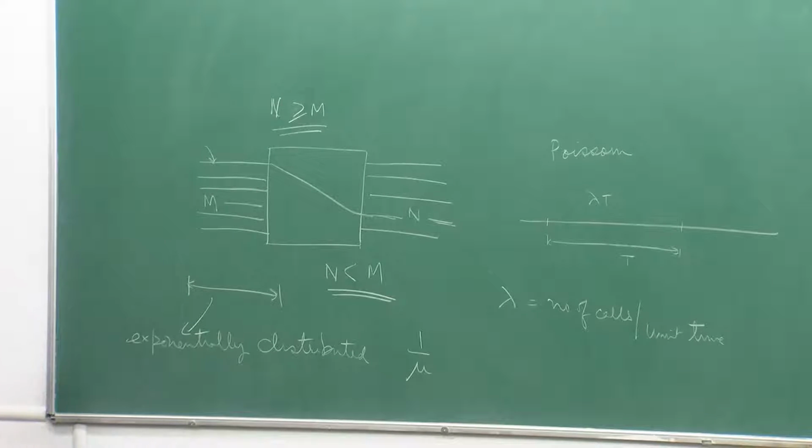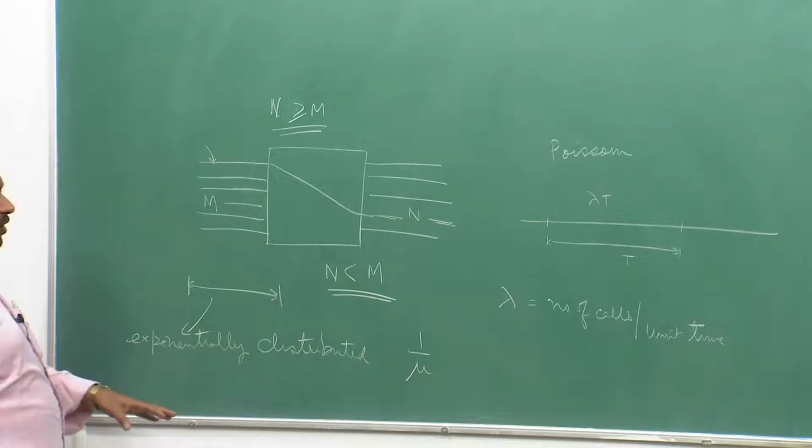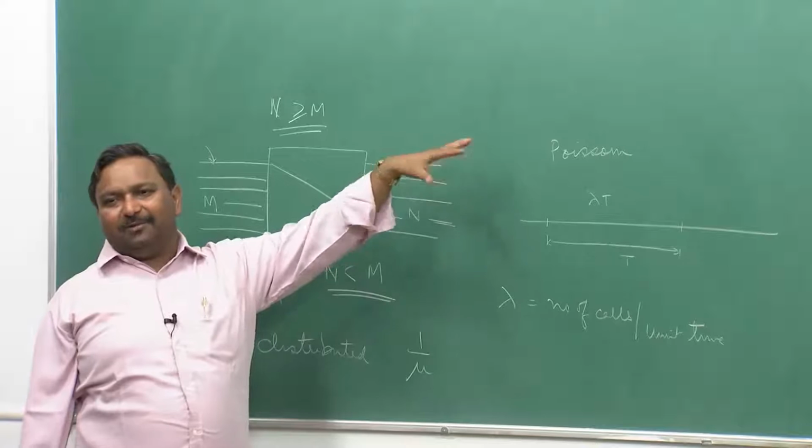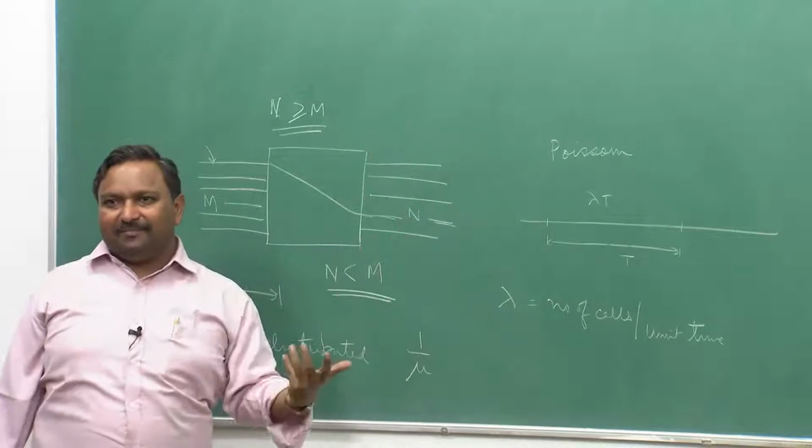So, what is the blocking probability? I have to find out the probability that all the lines here are occupied. We need to estimate that. How to do this?